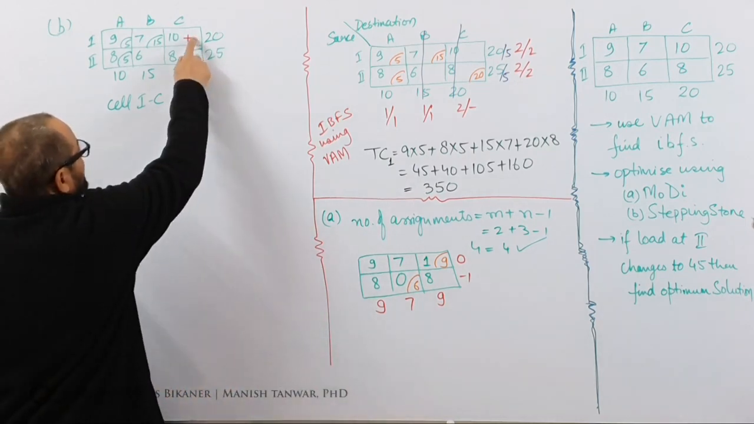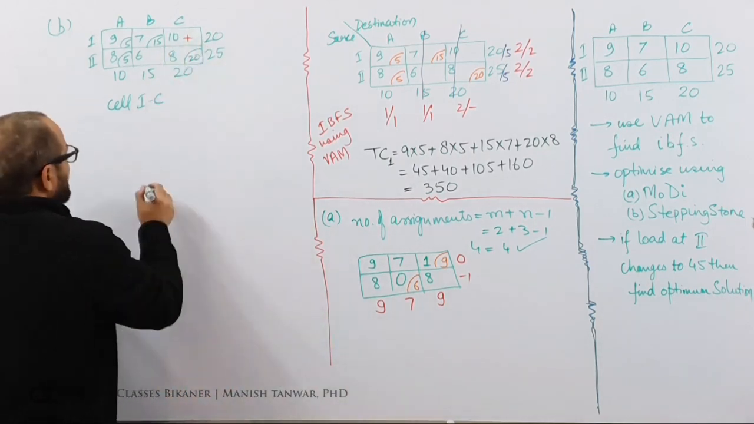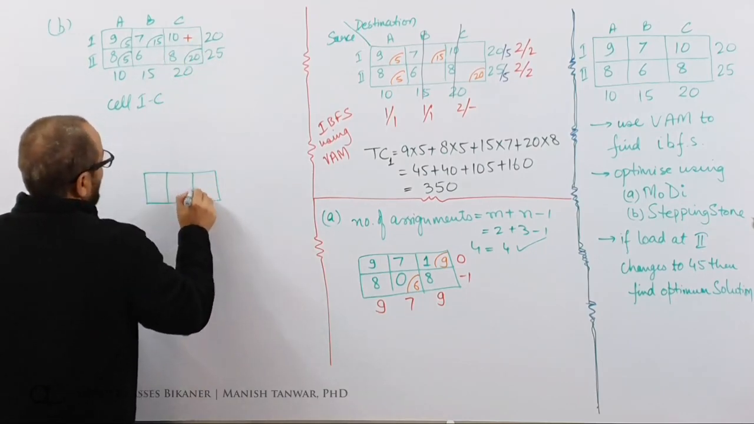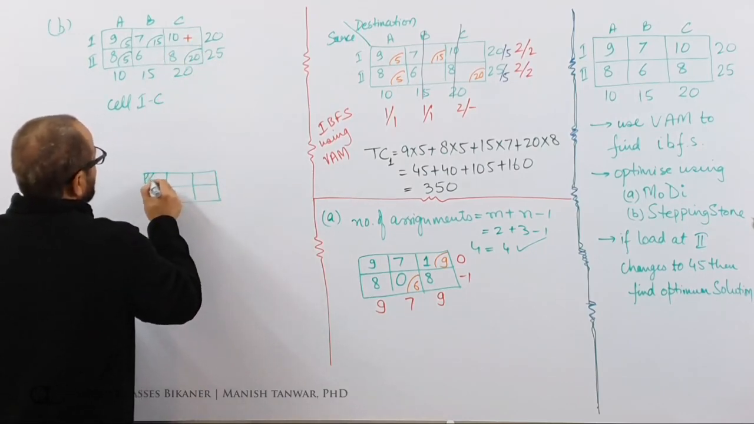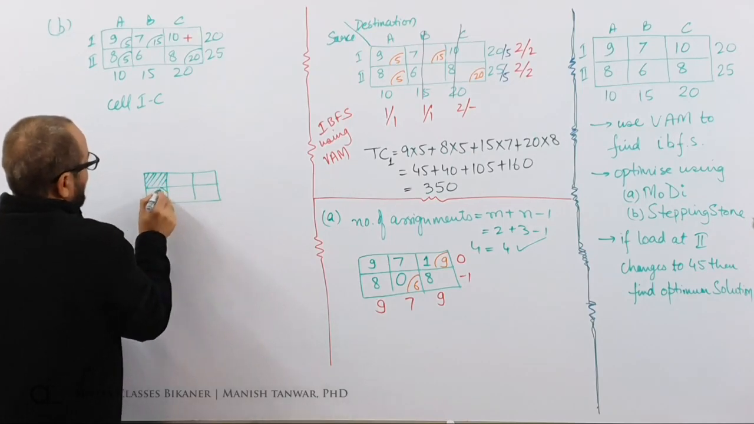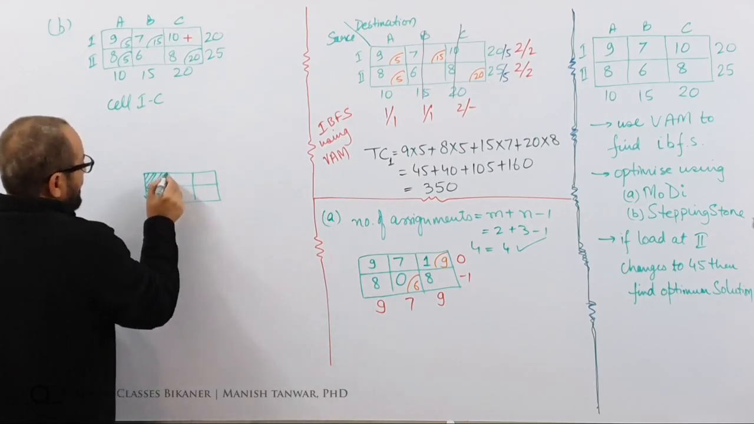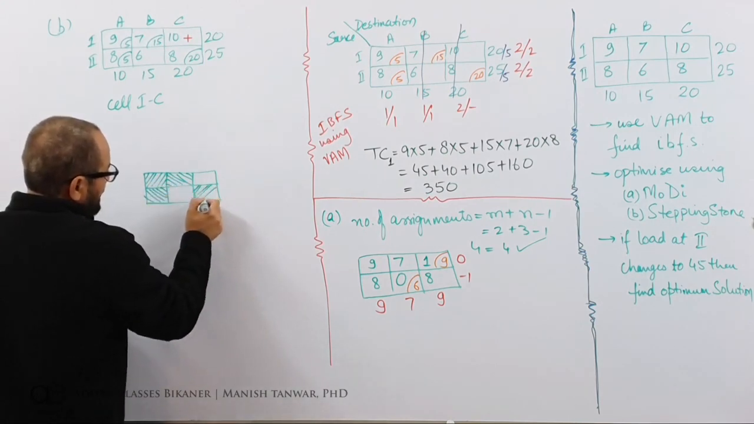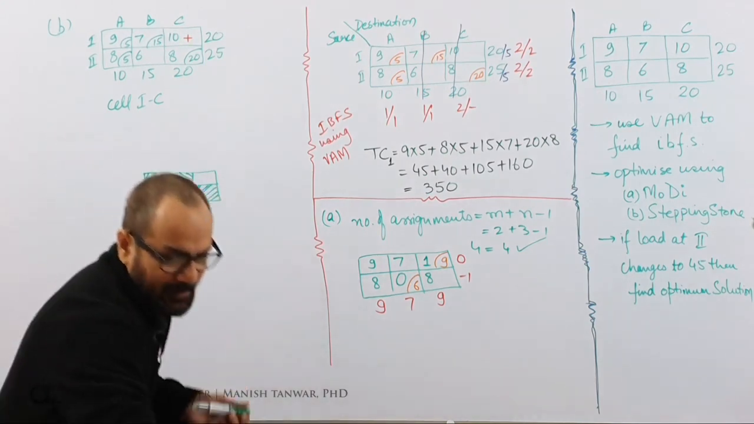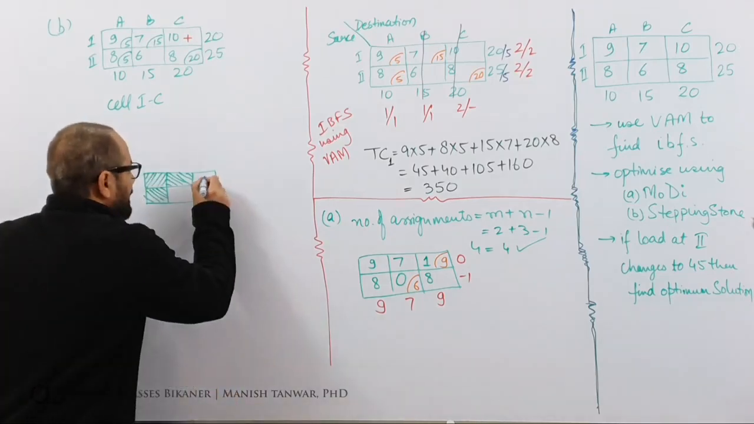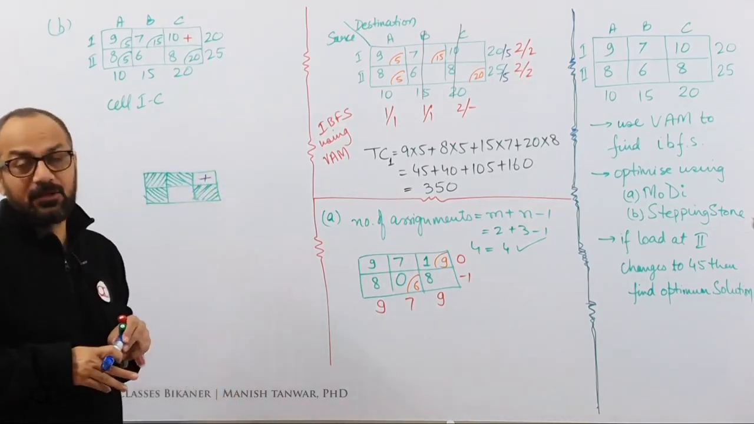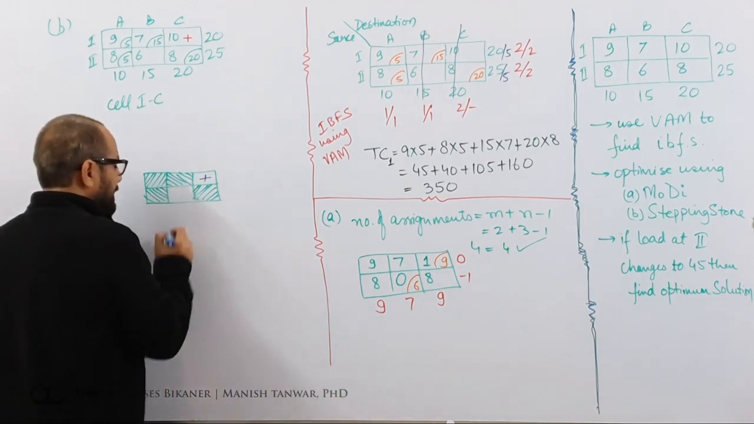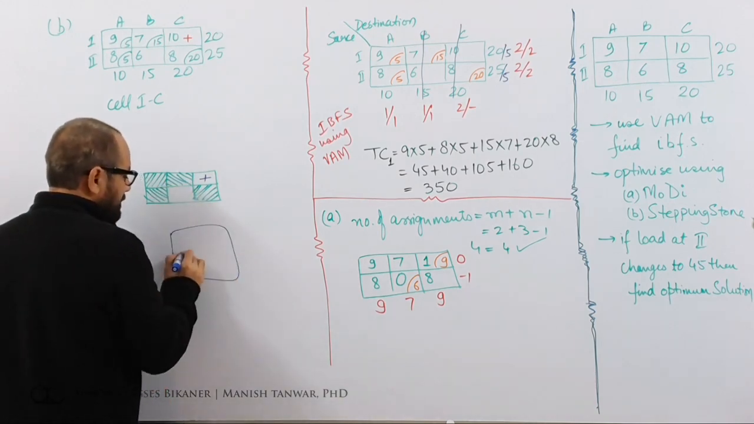If I add something over here, what is this? This is an assigned cell. This is an assigned cell. This is an assigned cell. And this is also an assigned cell. Now what I want is to add something over here. You need to find a closed loop, and these are your stepping stones. In a pond, these are stepping stones.